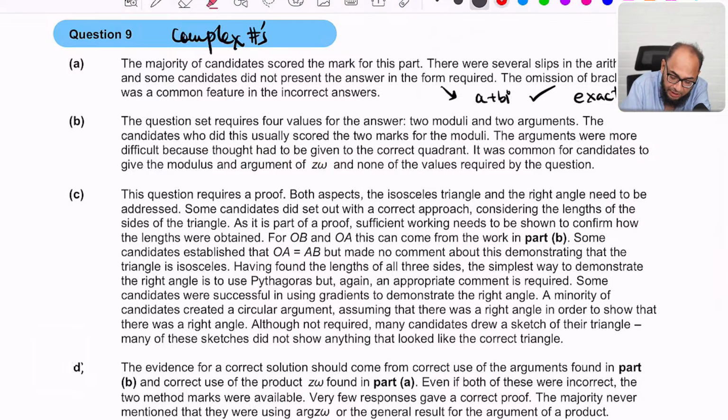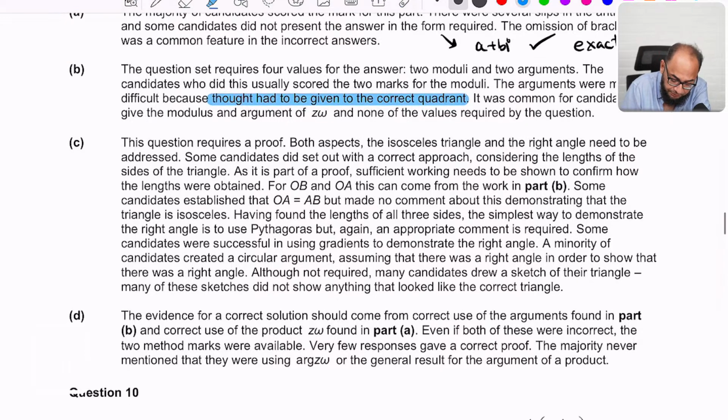I think this is the most blunt kind of examiner report that I've ever seen. Maybe he's a person who's studying English literature, but the way that he has expressed it, he has shared my feelings with you. That is, please, please, please read the question, follow the instructions, so that you are able to be successful in that particular paper. It was common for candidates to give the modulus and argument of ZW, and none of these values were required by the question. No one was asking for that.